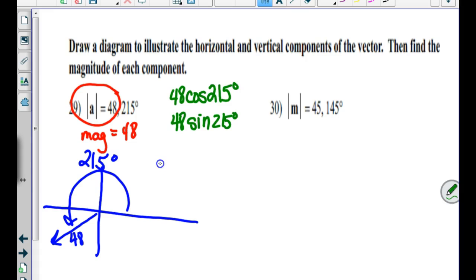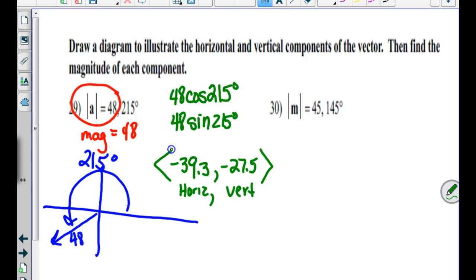So the vertical component, let's see, across is the first one, so that'd be horizontal. Yeah, -39.3. That would be the horizontal component if it asked. And 48 sine of 215, -27.5. That would be the vertical component. It's in the right quadrant, those numbers, right? Negative, negative.